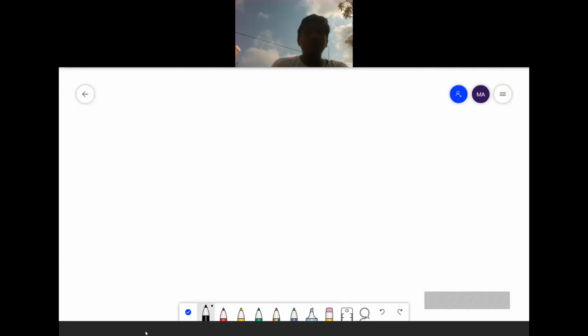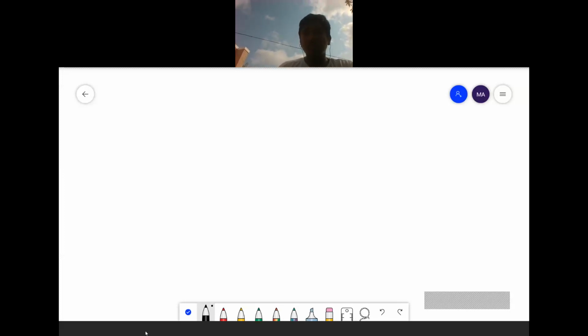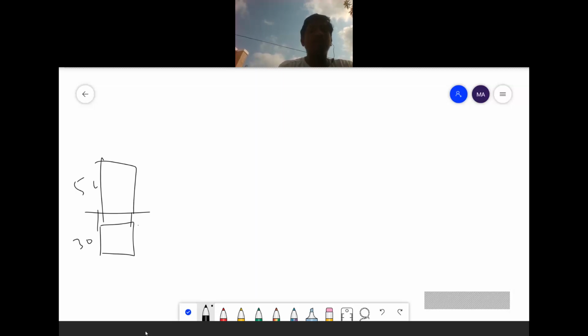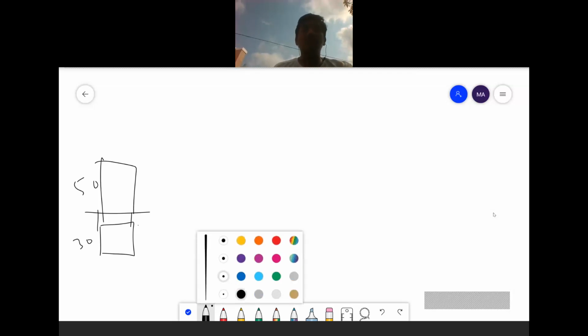So normally in two-dimensional view, the given diagram will be like this. Square prism of base 30 mm and axis height 50 mm, and you draw it in two dimensions. Now you are going to draw it in a three-dimensional view.